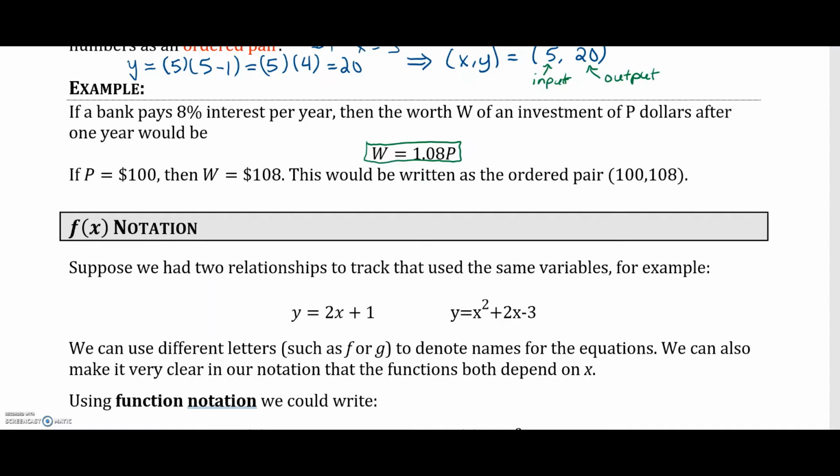That can be expressed as the ordered pair (p, w) is equal to (100, 108). It's worth noting that we looked at the Cartesian coordinate system and ordered pairs when we were studying linear equations in Math 145. In particular, we looked at graphing ordered pairs from a table of values to graph a linear equation.